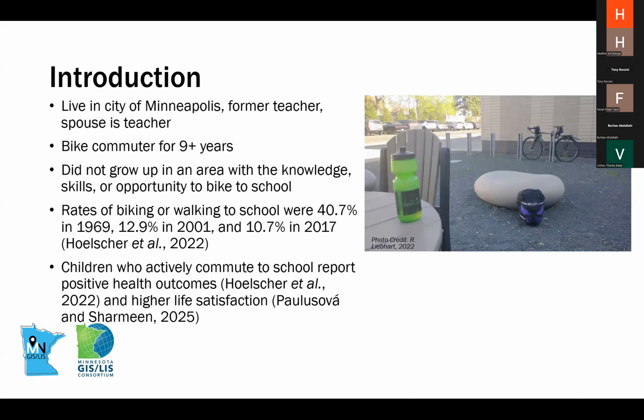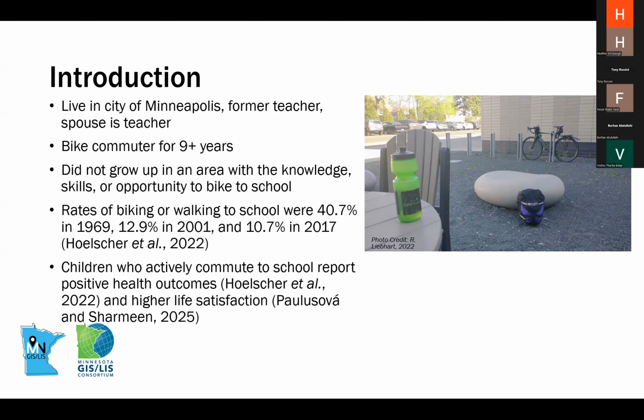A little bit about me. I live in Minneapolis. I'm a former teacher, having taught high school math and physics for 13 years. My wife is still a teacher. I've also been a bike commuter for more than 9 years, ever since we moved to Minneapolis. However, that's a new habit for me.